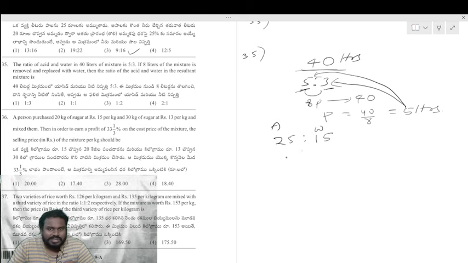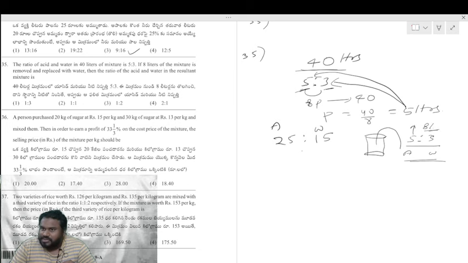So in this mixture, what is he doing? He just removed 8 liters from the mixture itself. If you are removing 8 liters from this mixture, they are already in 5:3 ratio. So with the same ratio, acid and water will come out. If he is taking 8 liters, it means 5 liters of acid will come out and 3 liters of water will come out. So then you have to minus 5 from here and 3 from here. How much is it becoming? 20 acid and this is 12.